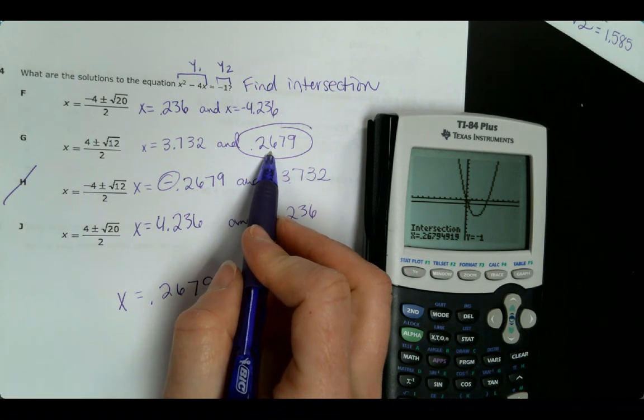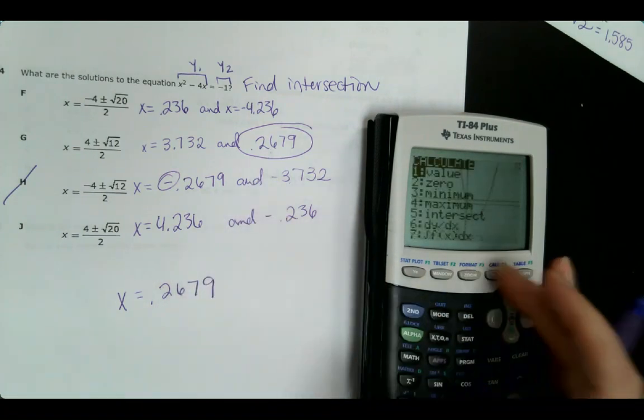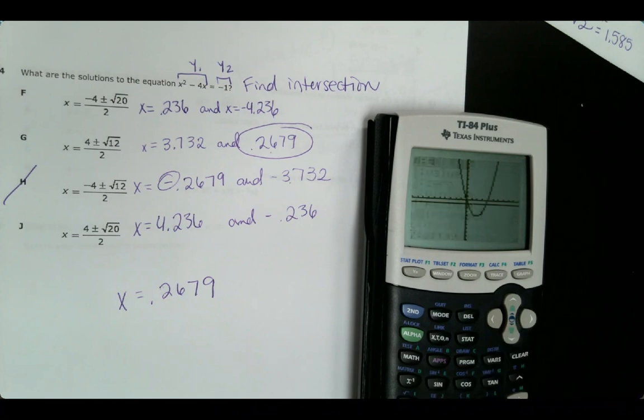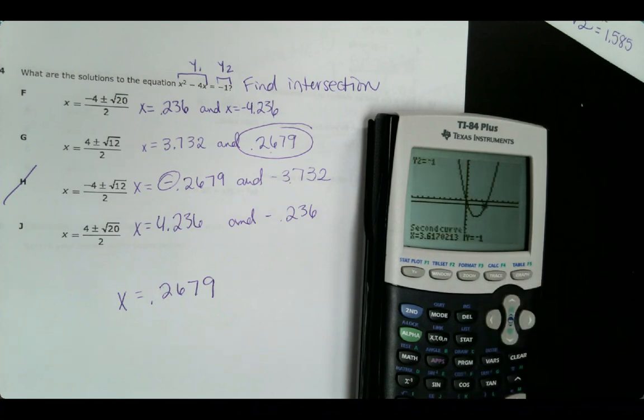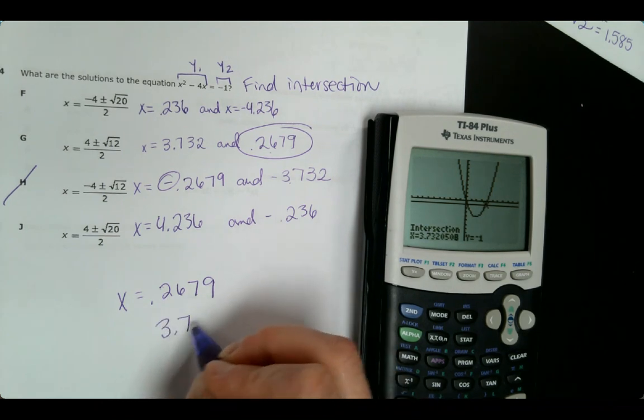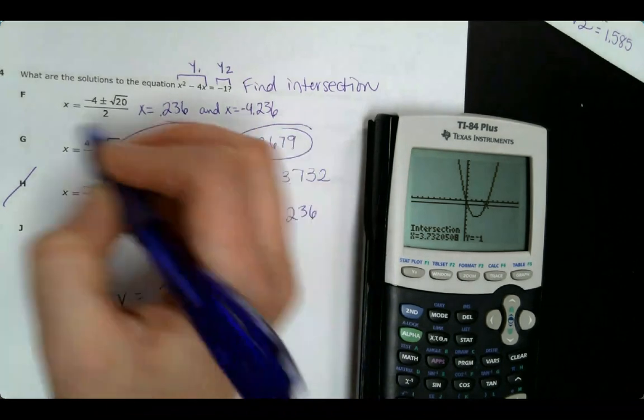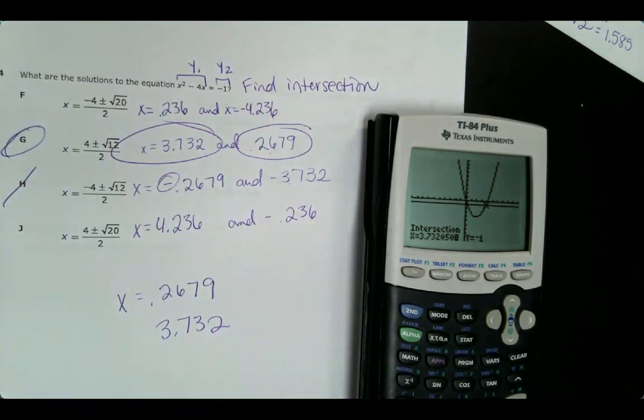One more thing though, you can do intersect again to find the other one, but arrow over to find this one. Push enter, enter, enter. And that gives you 3.732, which is right here. So G is the correct answer. You are going to finish the rest of this packet on your own. Next week, you're going to turn in this packet in the past 2 days for a test grade.